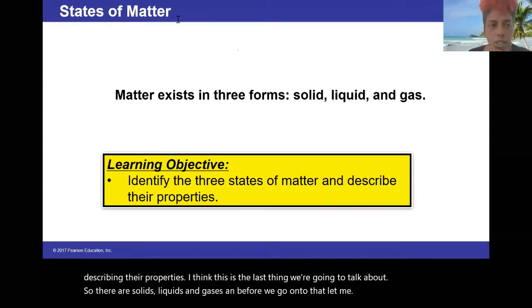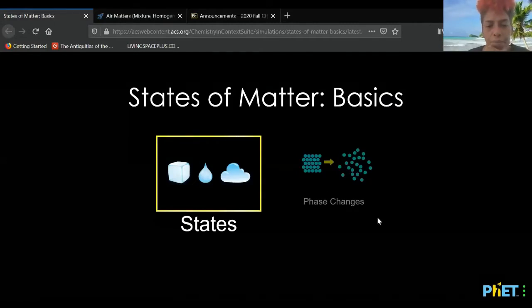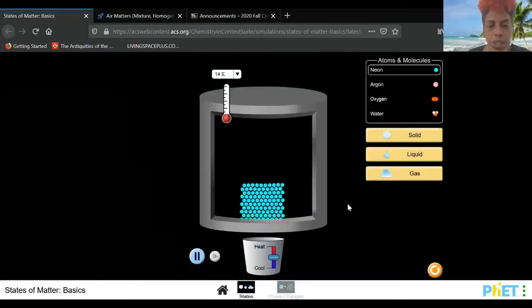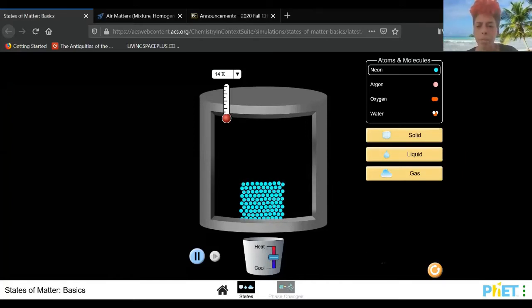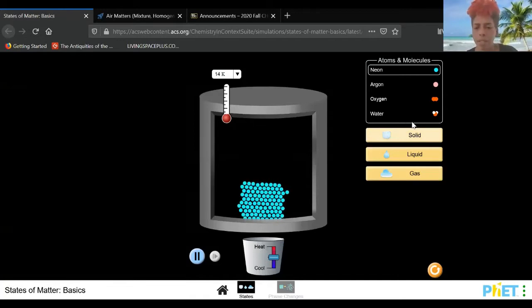Before we go on, let's take a look at an example here. What are we looking at? We're looking at neon. So these are atoms, and notice that they're packed really tightly together. So what do we have? Do we have a solid, liquid, or a gas? What do you think? Yeah, we've got a solid.